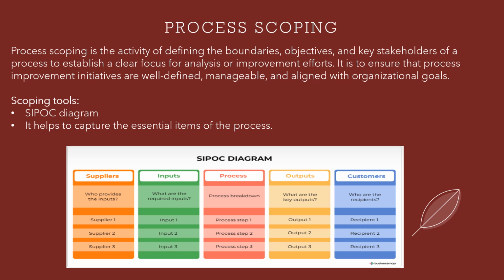Process scoping. Process scoping is the activity of defining the boundaries, objectives, and key stakeholders of a process to establish a clear focus for analysis or improvement efforts. It is to ensure that process improvement initiatives are well defined, manageable, and aligned with organizational goals.